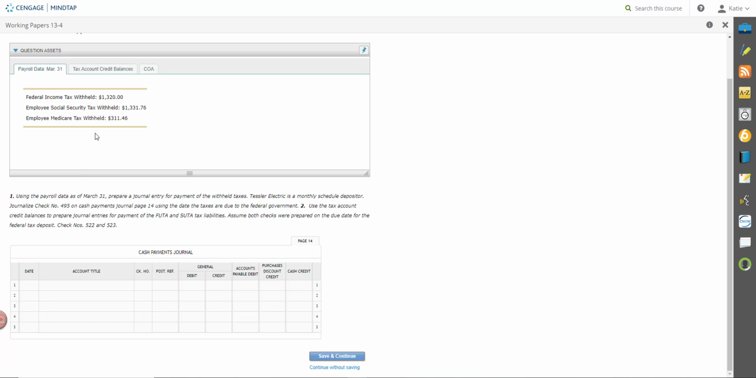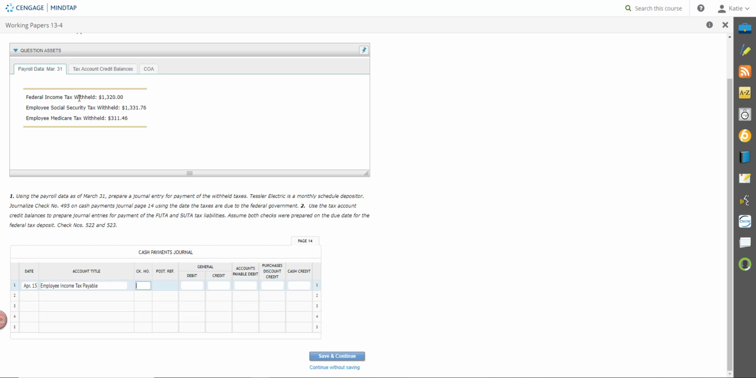So the first one we're going to journalize here, instruction number 1, is going to be our journal entry for withheld taxes from our employees and employer taxes. So I'm going to go ahead and put in here April 15th. And then the very first tax that I'm putting in here is going to be this federal income tax withheld. Remember, we do not have an account called federal income tax withheld. It's called employee income tax payable.